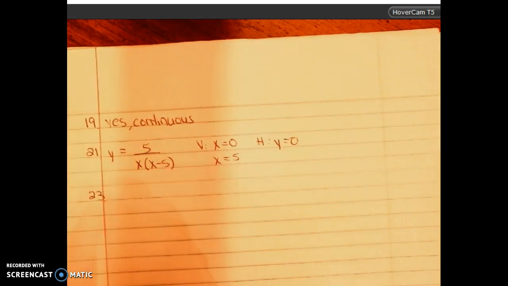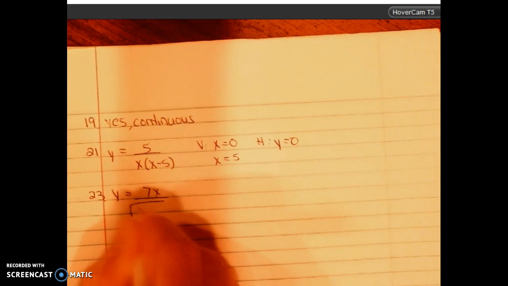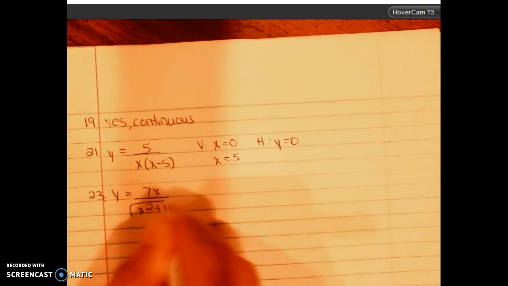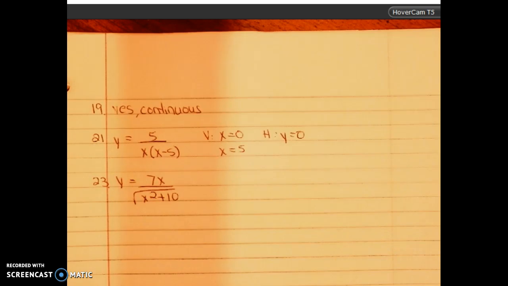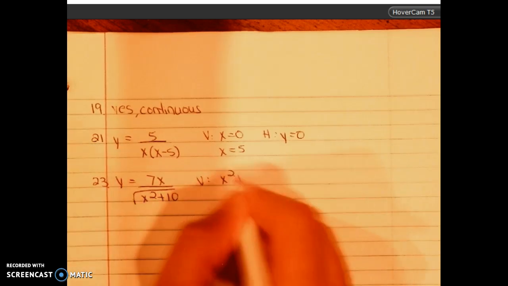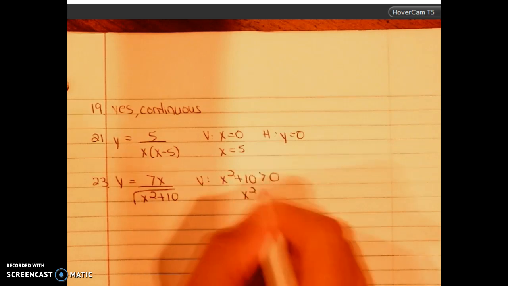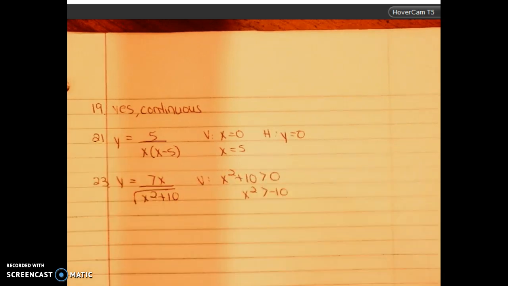Okay, moving on to question number 23. They want us to find asymptotes for the second one. So notice you have a radical and it's under the denominator. So again, what I would first be thinking for my vertical, I need x squared plus 10 to be greater than 0. Notice when you go and solve this, you end up with imaginary numbers, which we don't deal with.